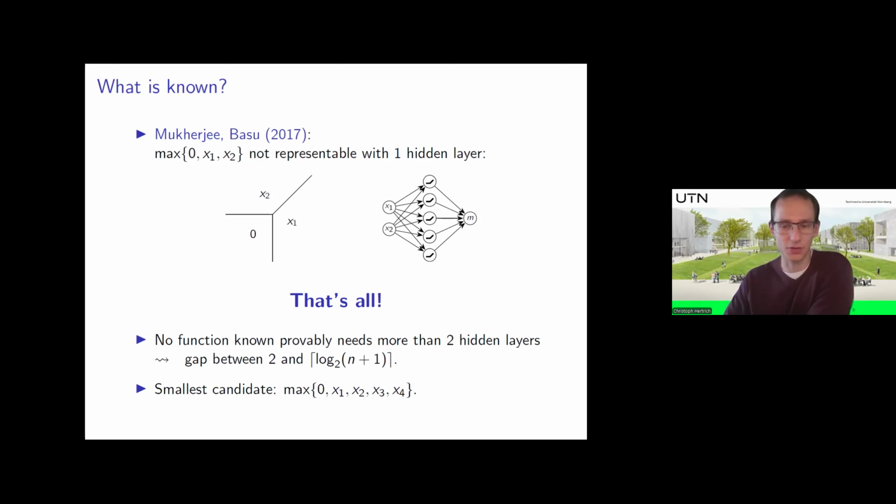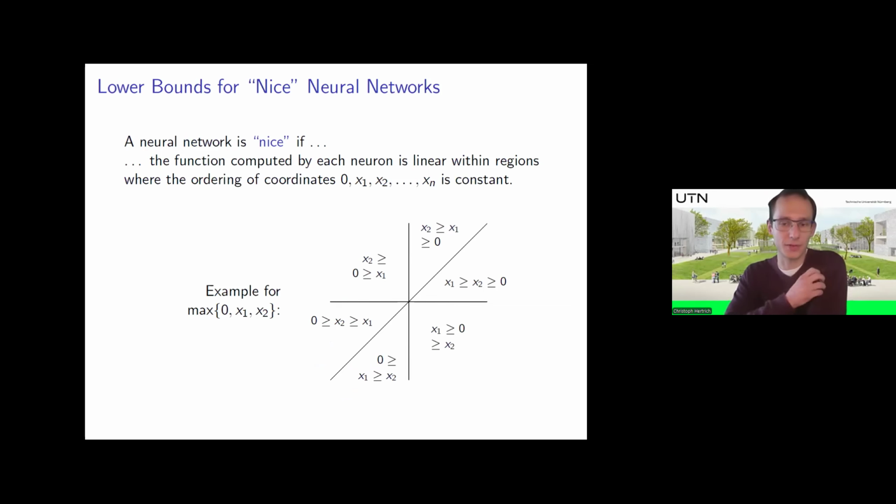And the first function where we don't know how many hidden layers we need is the maximum of 5 numbers, or the maximum of 4 numbers in 0. Okay, so if that's basically everything we know, what can we still do? I mean, what can you do if you don't know how to prove something? You can make further assumptions that make it easier to prove. So, for example, let me define what I mean with a nice neural network. And I can also explain why I think this is nice.